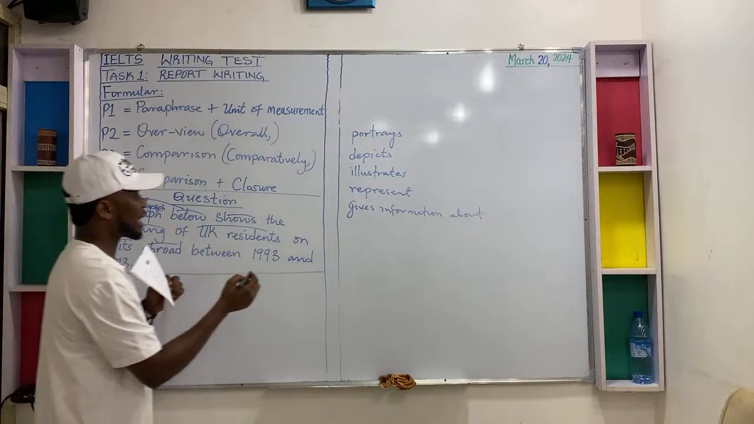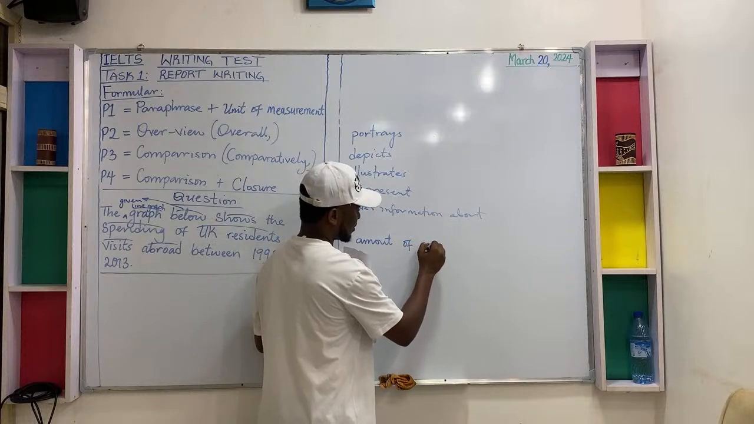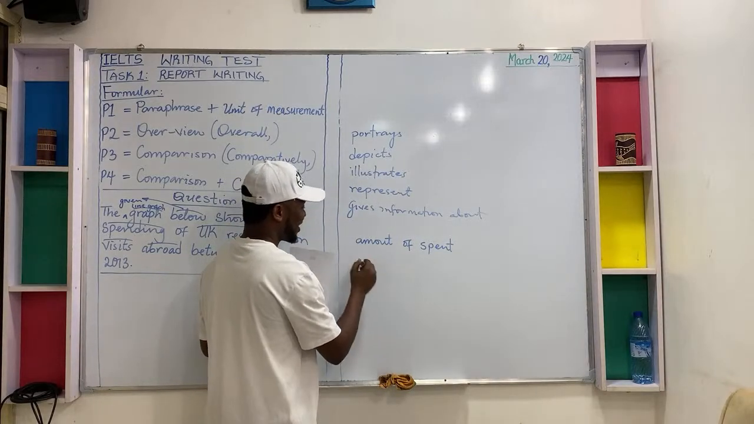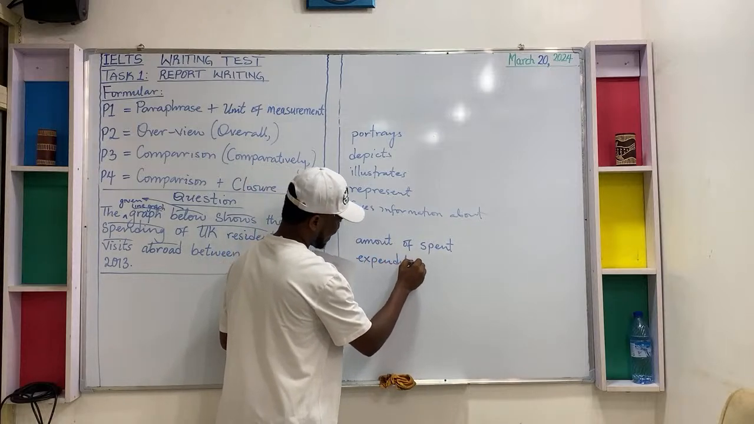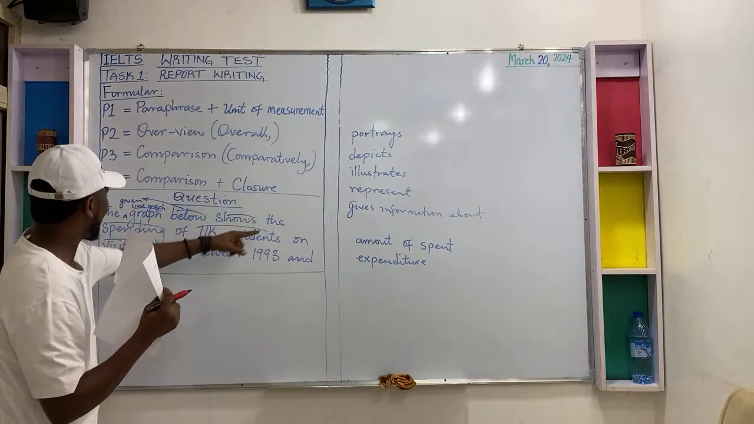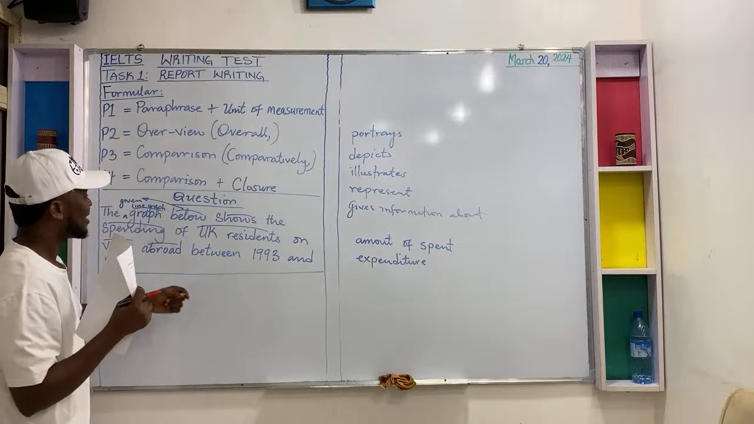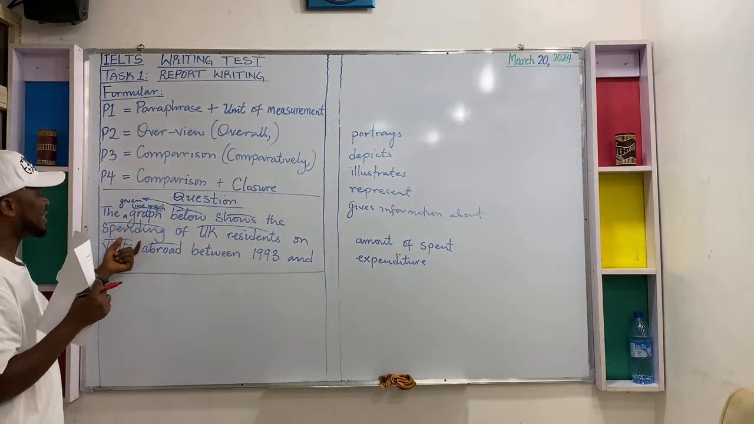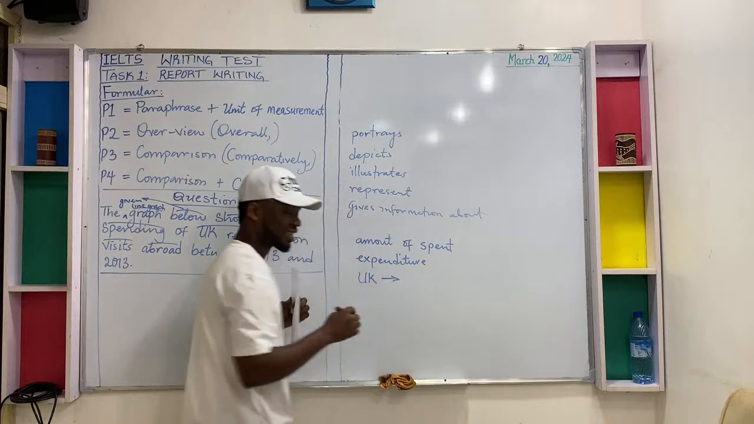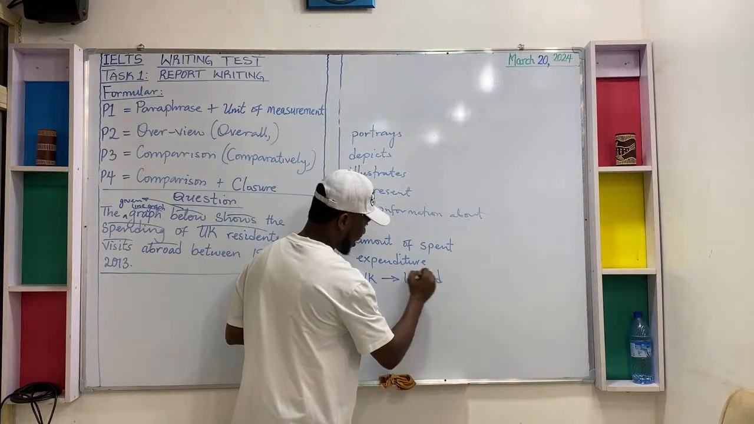The spending. So spending can be paraphrased to financial outcome. Okay. Amount of money spent. Did you study accounts? Amount of money spent, or expenditure. Right? The given diagram illustrates the amount of money spent by. Or the given line graph illustrates the expenditure of. Then this UK is an acronym. When you are paraphrasing, give the full name. Right? So that will give you what? United Kingdom.